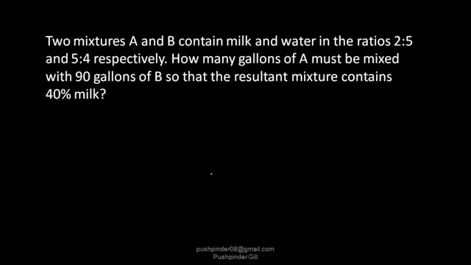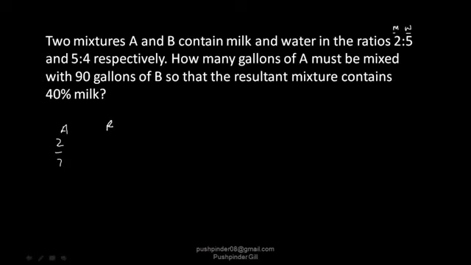Now this is again a question of two mixtures, A and B, containing milk and water in the ratios 2:5 and 5:4. Again, there are two mixtures, so I'm going to use allegation here. How many gallons of A must be mixed with 90 gallons of B so that the resultant mixture contains 40% milk? Now, how much milk is in A? I want it in terms of percentages. So A has milk and water in 2:5. That means it has 2/7 of milk, isn't it?